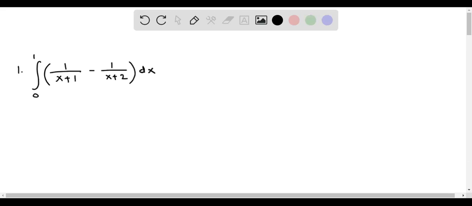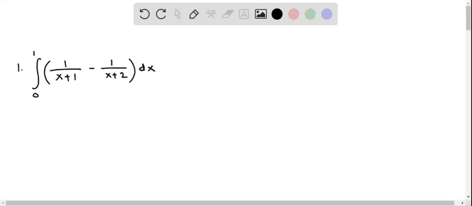Let's do question 1. Here we have the definite integral from 0 to 1 of 1 over x plus 1 minus 1 over x plus 2 dx. So first we find the antiderivative of this expression. The antiderivative of 1 over x plus 1 is the natural logarithm of x plus 1.